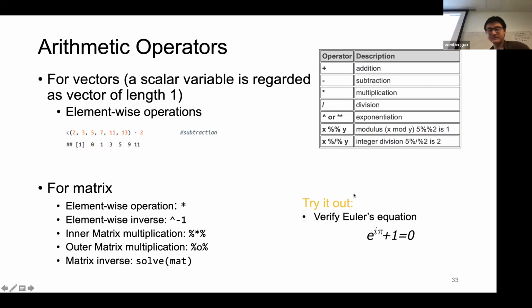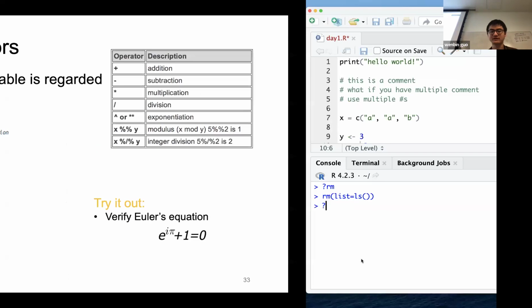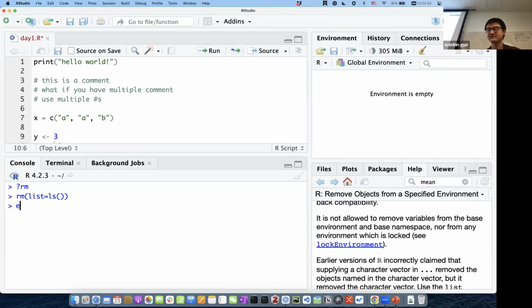So I guess probably you can try to use the Euler equation with the arithmetic operators. Try to compute the left-hand side and see whether it's the same as the right-hand side. So I think probably I can just demo it here. It should be pretty easy.